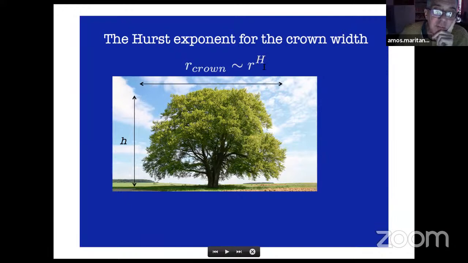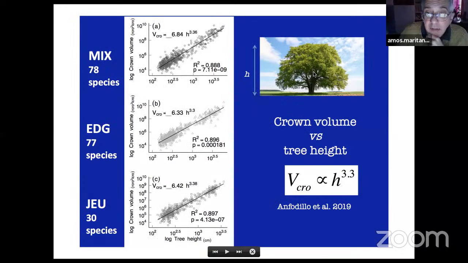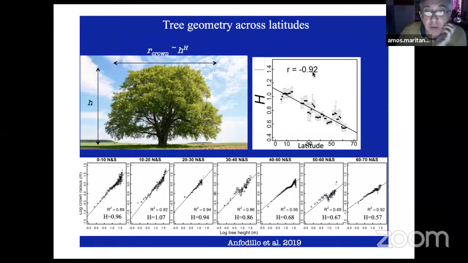This is typically described by an exponent that is called the Hurst exponent. For this slide, it is one, as I will show in a moment. But before showing that, let me show what happens at various latitudes. Around the tropics this exponent is around one, and as you go toward more northern latitudes, it decays toward 0.5.